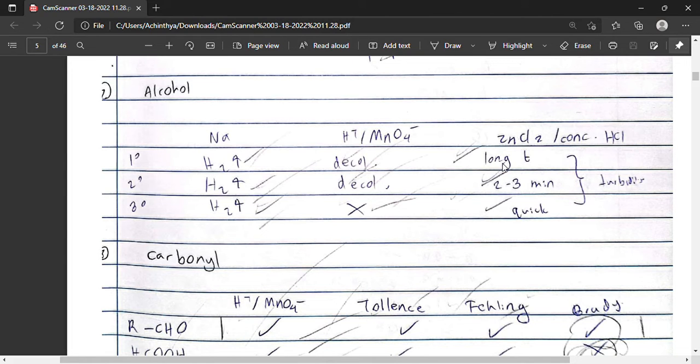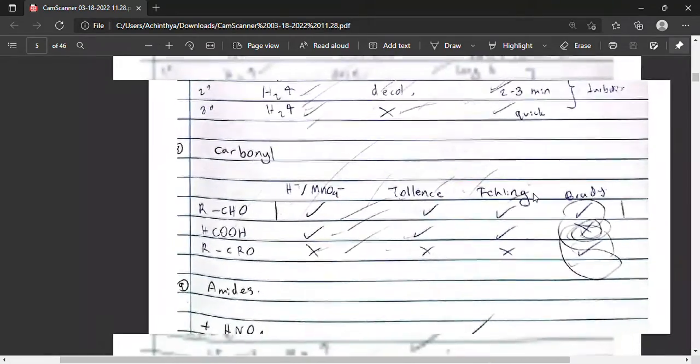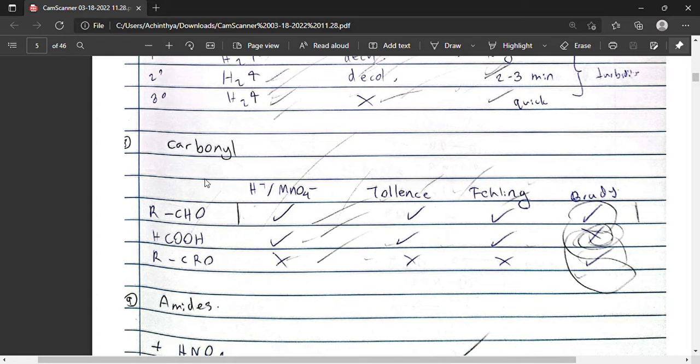It takes a long time for primary alcohols to form the white color turbidity, while it forms in 2 to 3 minutes, a moderate time, for secondary alcohols, while tertiary alcohols form a quick turbidity with the Lucas reagent. This is the carbonyl group compounds. We got an aldehyde, we got a ketone, and exceptionally we have formic acid over here because it has a partial aldehyde group as well.